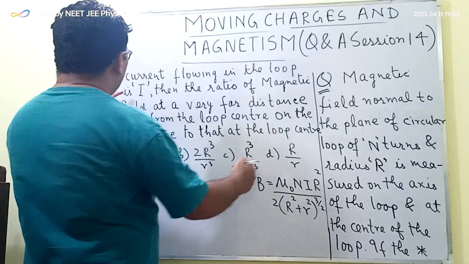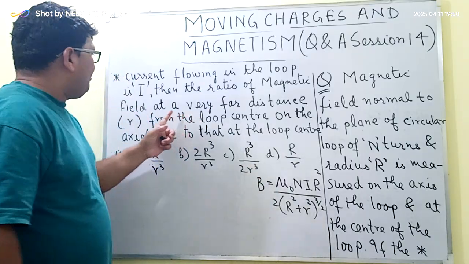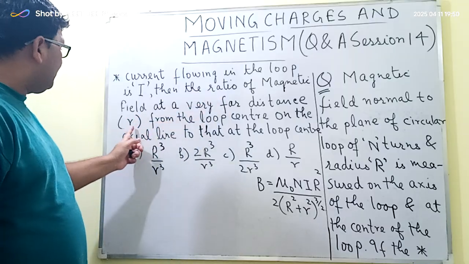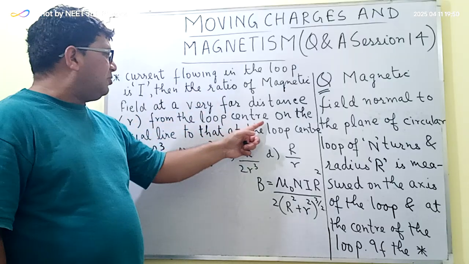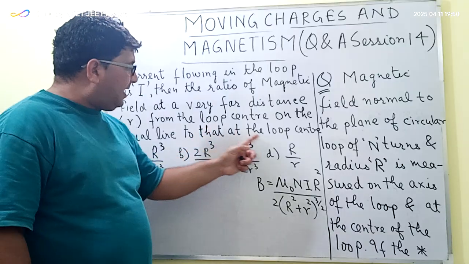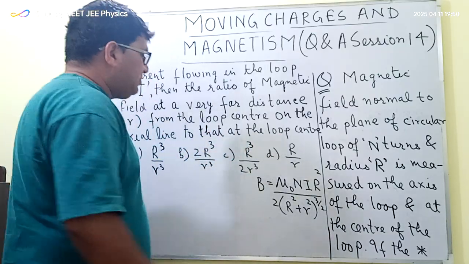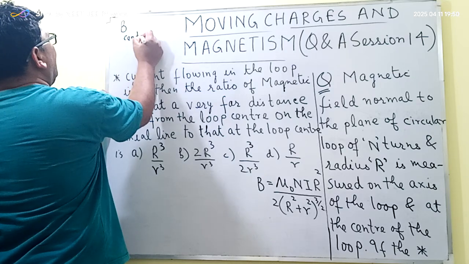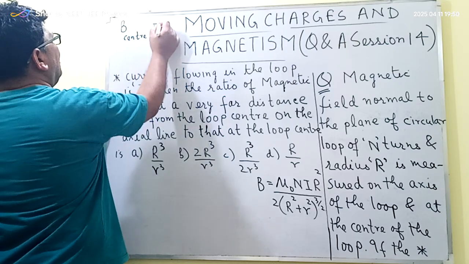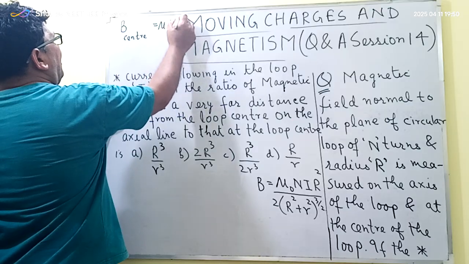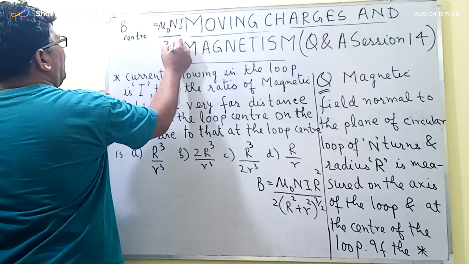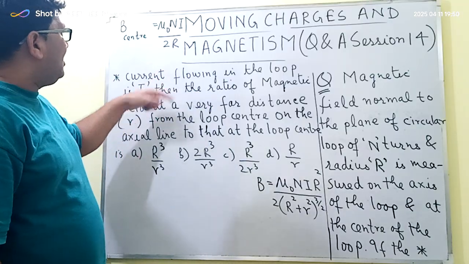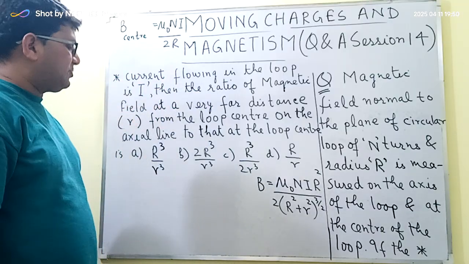So here we have to find the ratio of magnetic field at a very far distance, which is equal to r from the center of the loop on the axial line, to that at the center of the loop. So now the magnetic field at the center of the loop, I am denoting here as B center, is equal to mu naught N I divided by 2R, where capital N is the number of turns, I is the current which is flowing in the loop, and R is the radius of the loop.